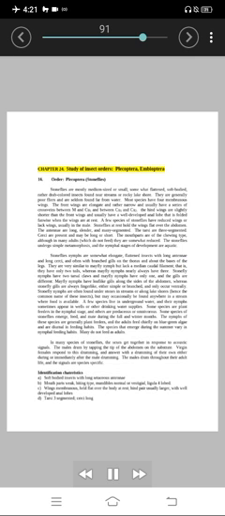Chapter 24. Study of insect orders. Plecoptera, Ambioptera. 16. Order, Plecoptera, stoneflies. Stoneflies are mostly medium-sized or small, somewhat flattened, soft-bodied, rather drab-colored insects found near streams or rocky lake shore. They are generally poor flyers and are seldom found far from water. Most species have 4 membranous wings.